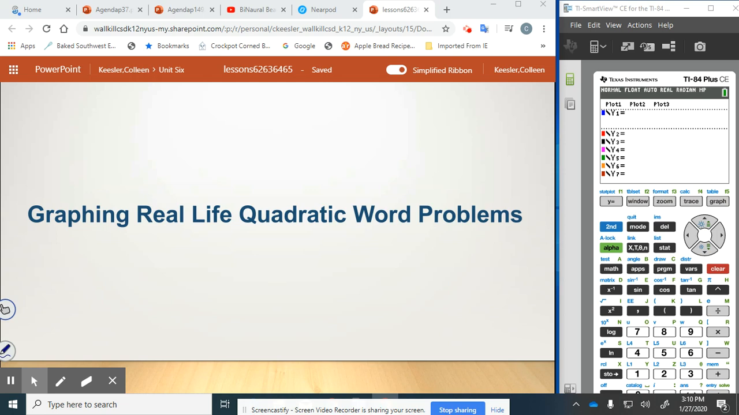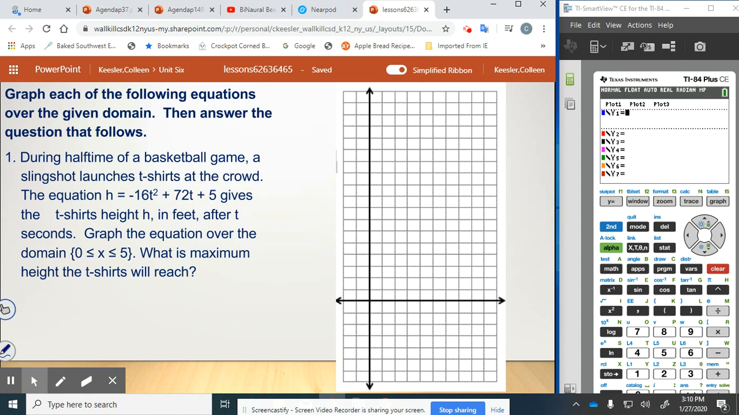All right, guys, today we're going to be graphing some real-life quadratic word problems. So graph each of the following equations over the given domain, then answer the questions that follow.